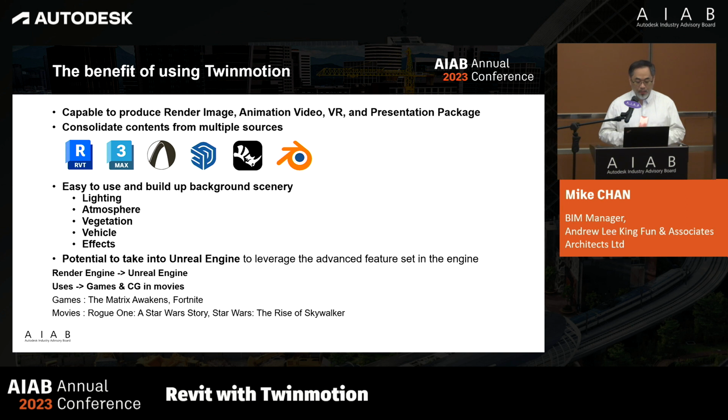For example, in games, I'm not quite sure if you guys play games, but I do. Like The Matrix Awakens and Fortnite, those are just samples of scenes built with Unreal Engine. And in movies, they used it in Star Wars, in Rogue One and The Rise of Skywalker. So if you have seen the movies before, you will be able to observe that the quality of the engine is quite advanced and quite attractive.